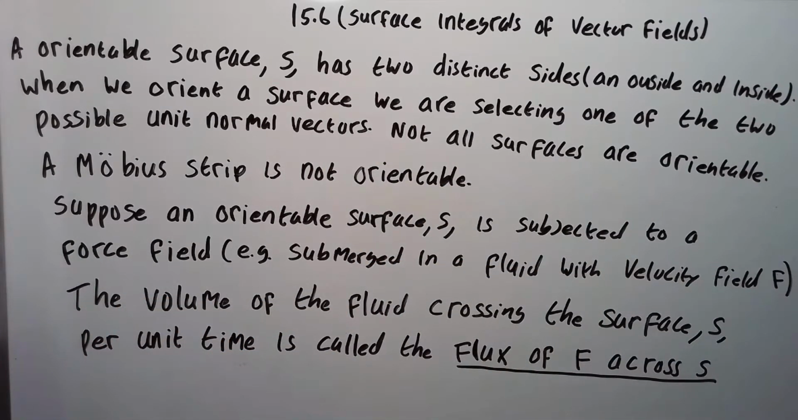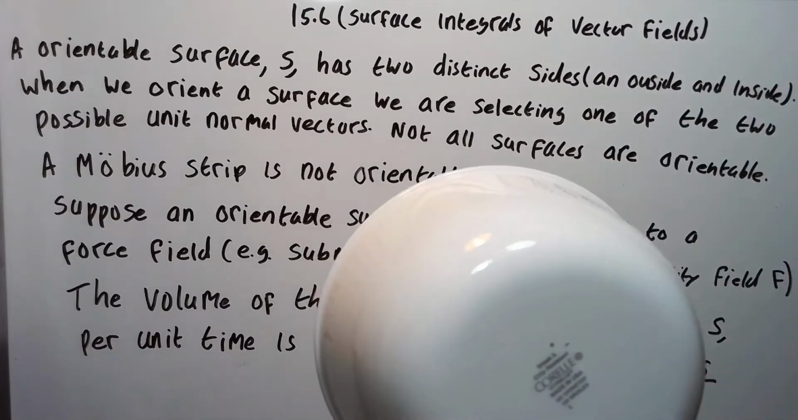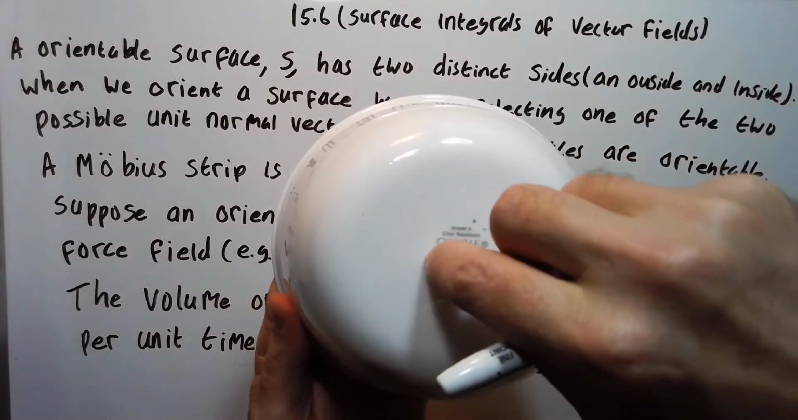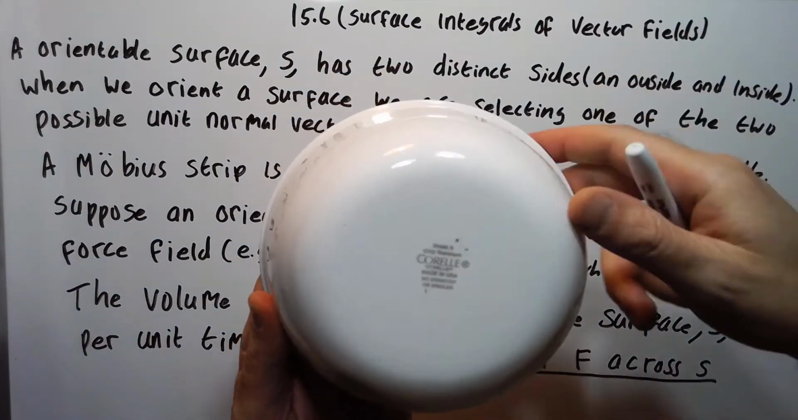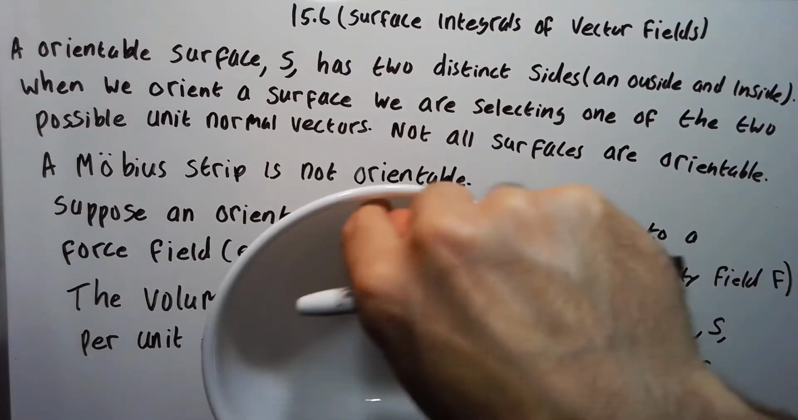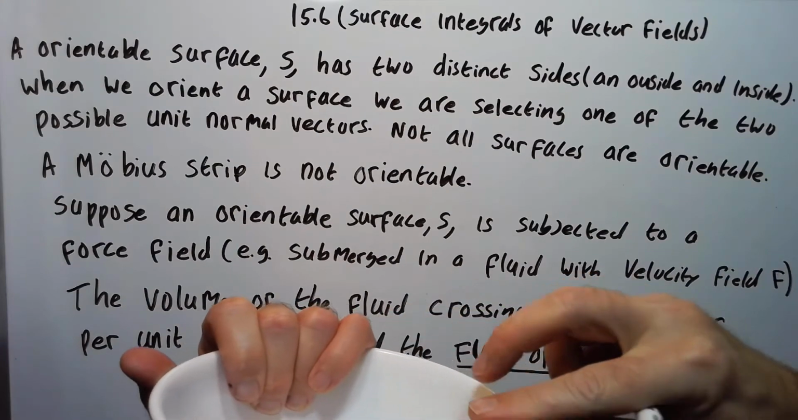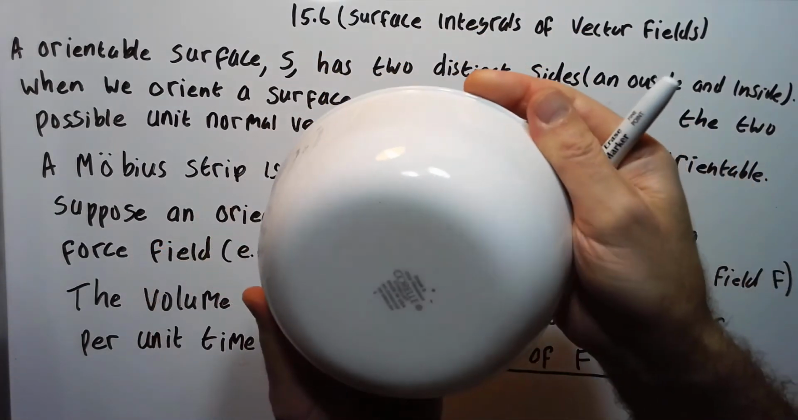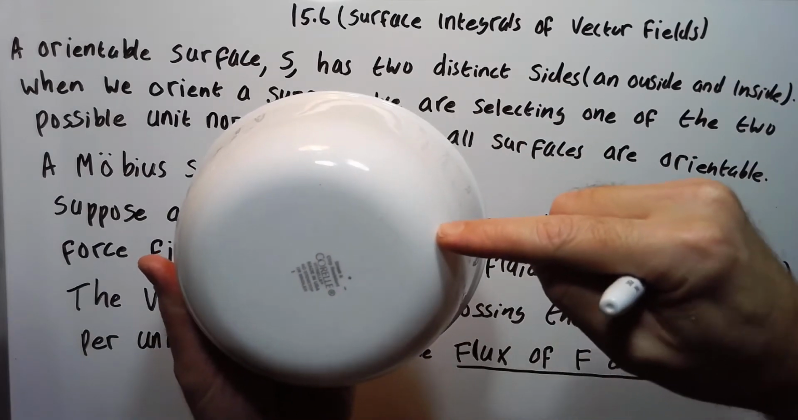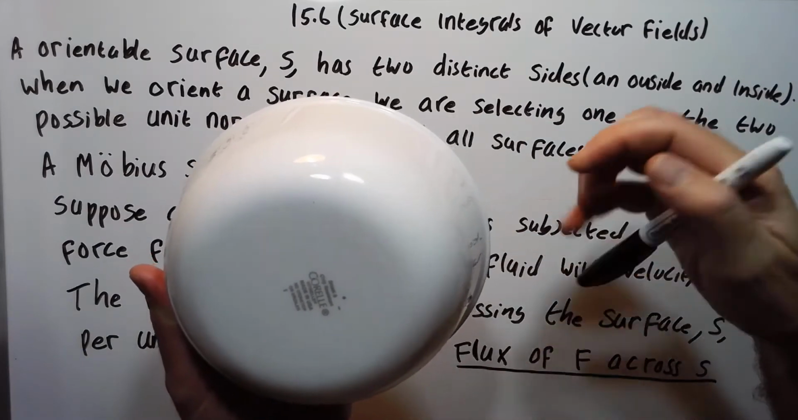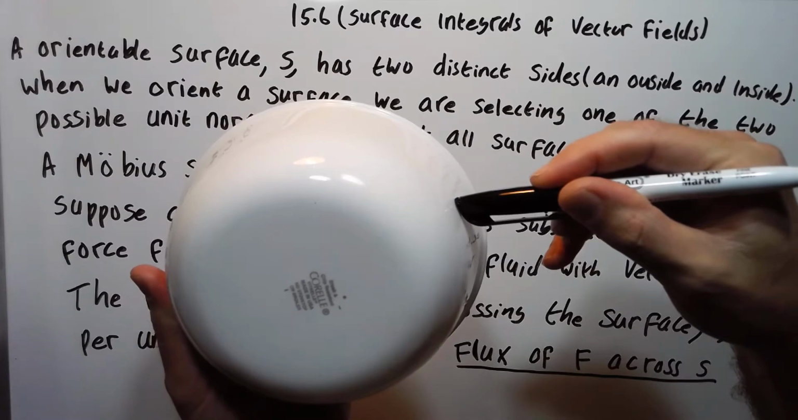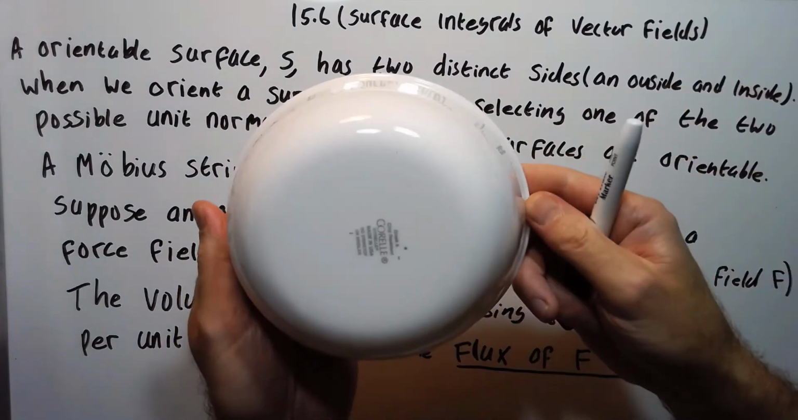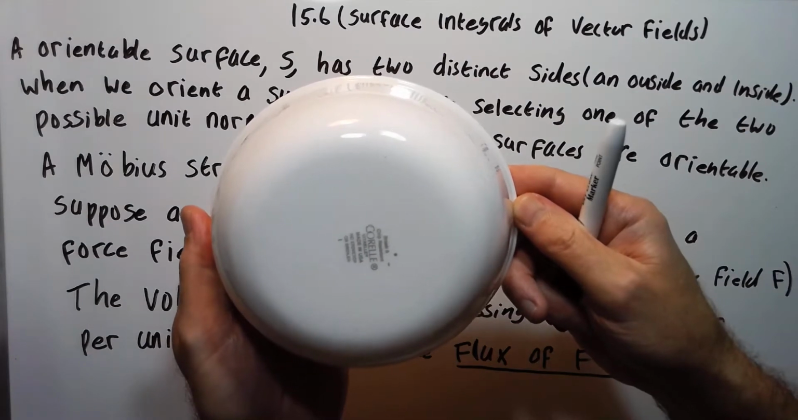As an example, say this bowl here is our surface. This is the outside here, and this is the inside. And the lip of the bowl is the boundary here. In order to get from the outside to the inside, I have to cross the boundary. So you could have a unit vector sticking out this way, or you could have one sticking out on the inside. This is an example of a surface that's orientable.